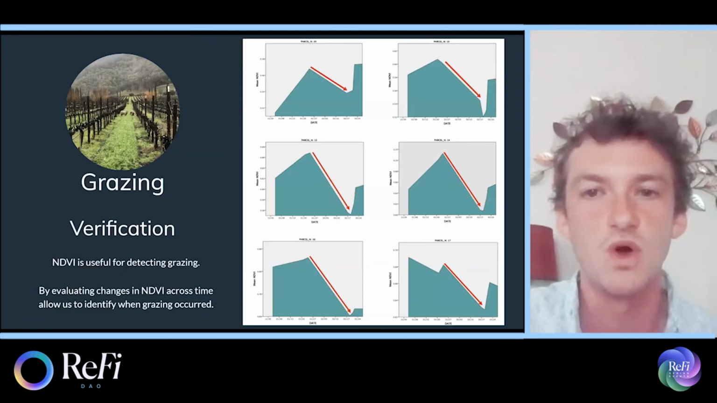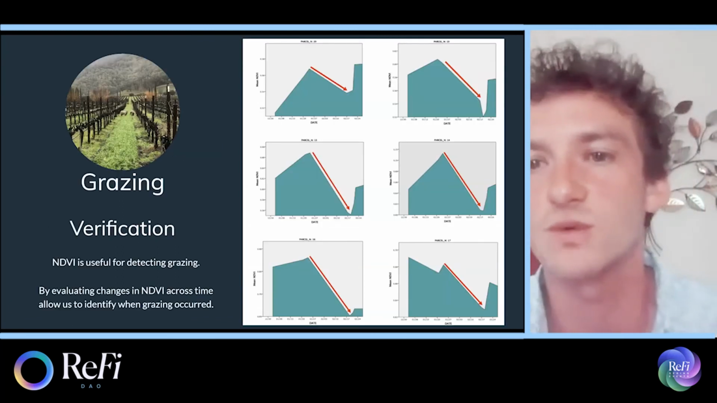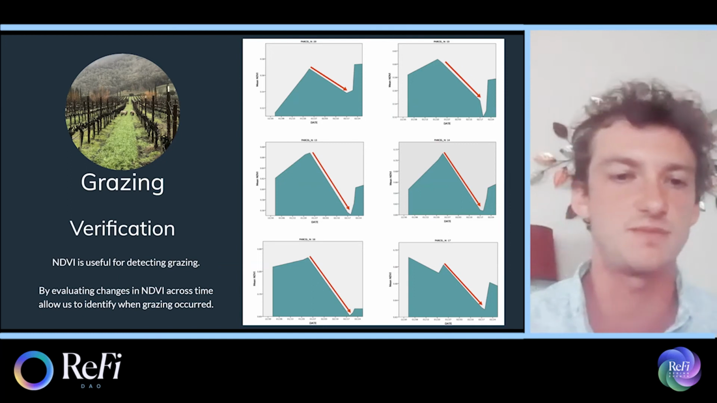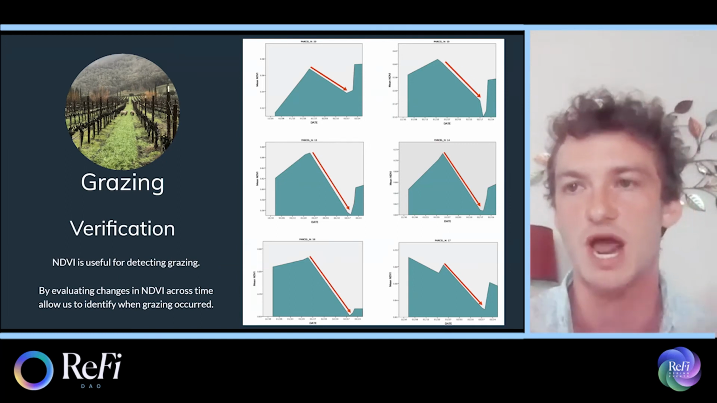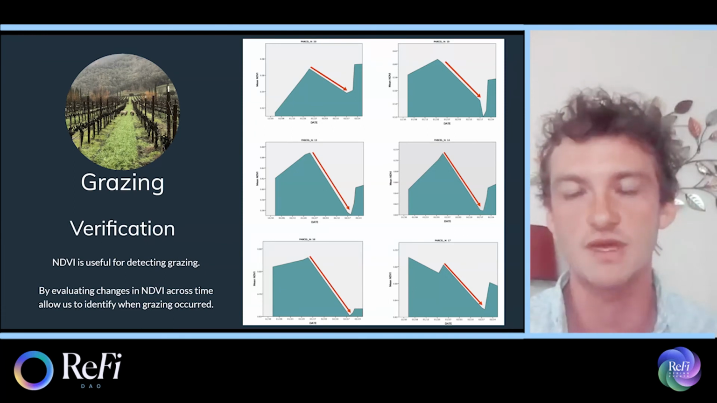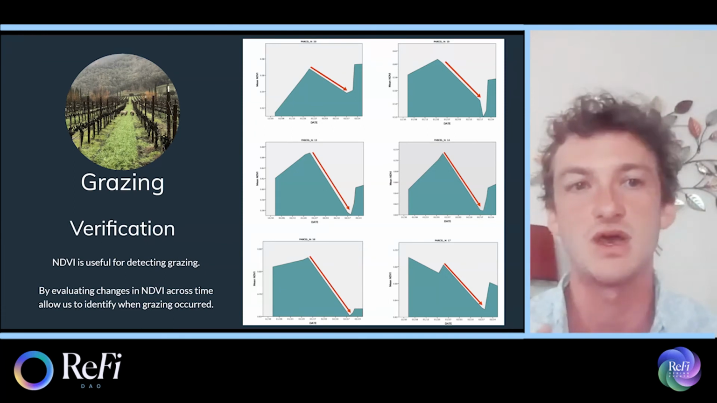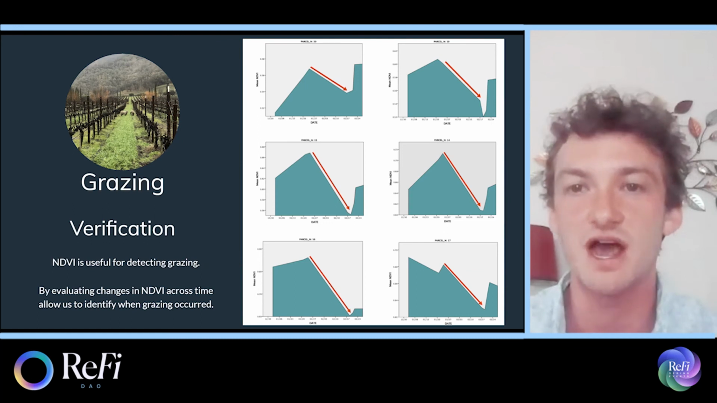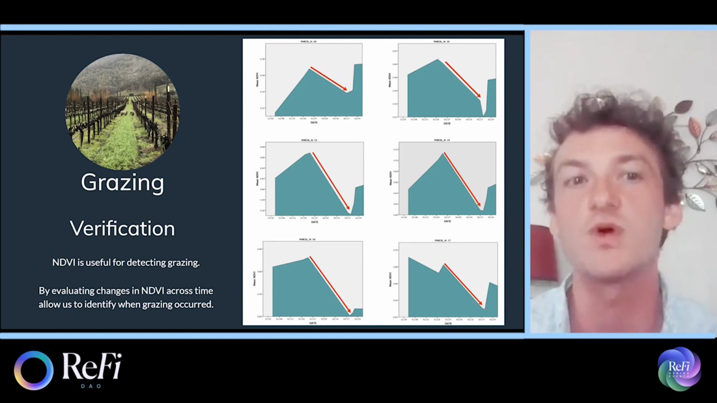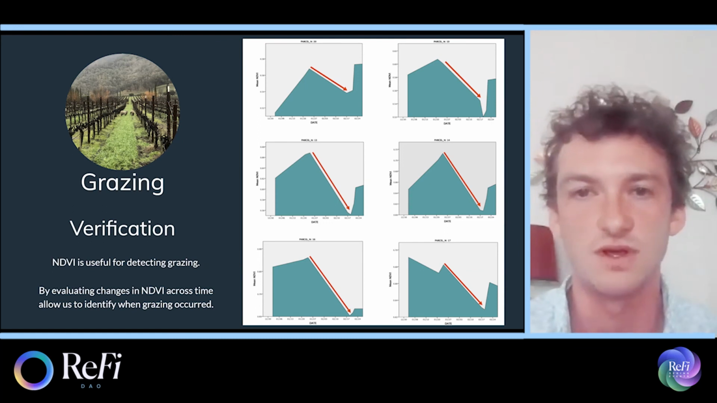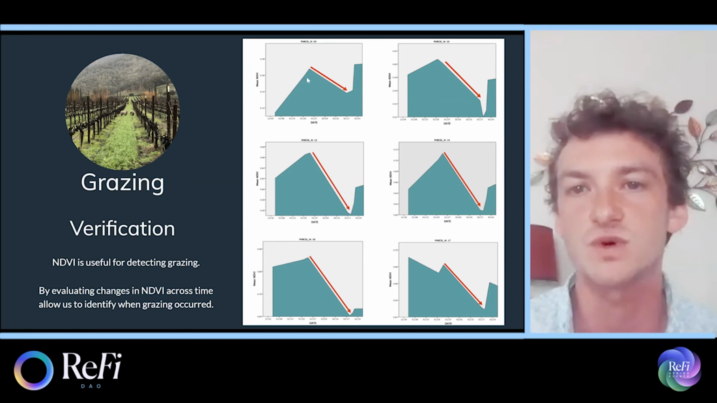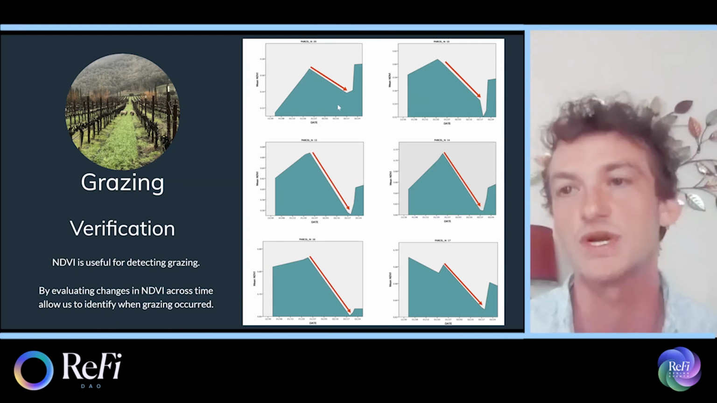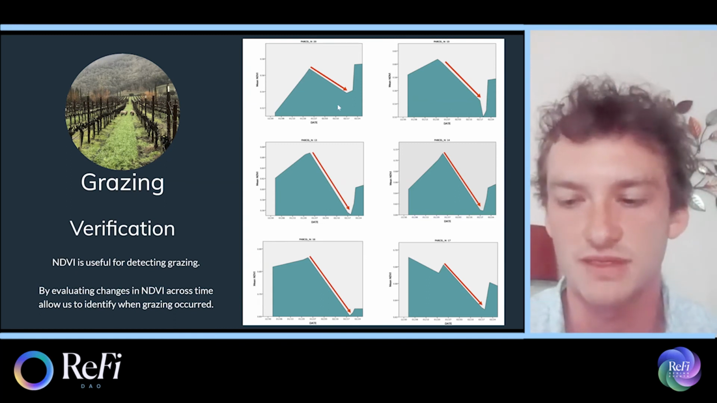And so what we're doing here is we're using remote sensing imagery and specifically an index called the Normalized Difference Vegetation Index, which tracks vegetation health, and looking at that through time to see when there were drops in NDVI and see if we could remotely verify that grazing had occurred. And so here are some graphs where you can see that the vegetation health was going strong, grasses were growing, and then there's a sudden drop, which would indicate that sheep had actually been there.